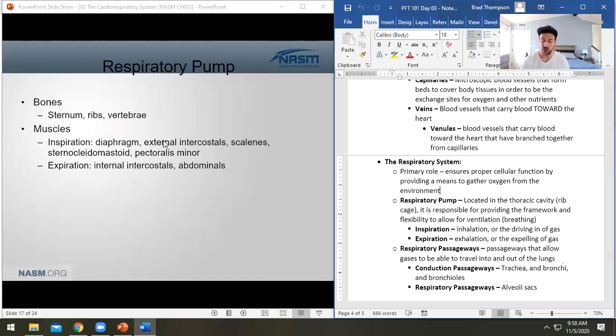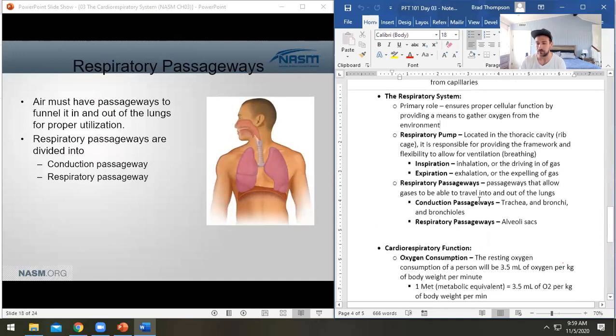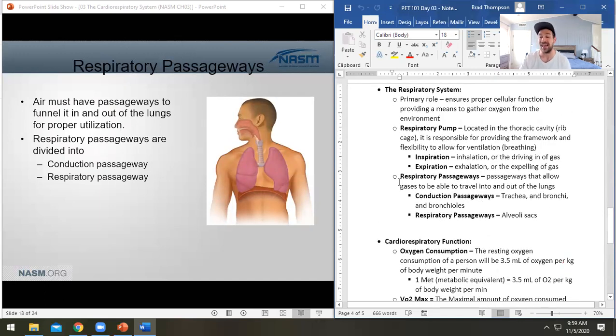So that is your respiratory pump. It's this series of little muscles, and even your sternum and your rib cage, which is nice and heavy. When it pushes back down, that drives air out of your lungs, which again is very passive. So the weight of your rib cage is still part of the pump. But primarily what we're going to spend most of our time talking about is our respiratory passageways.